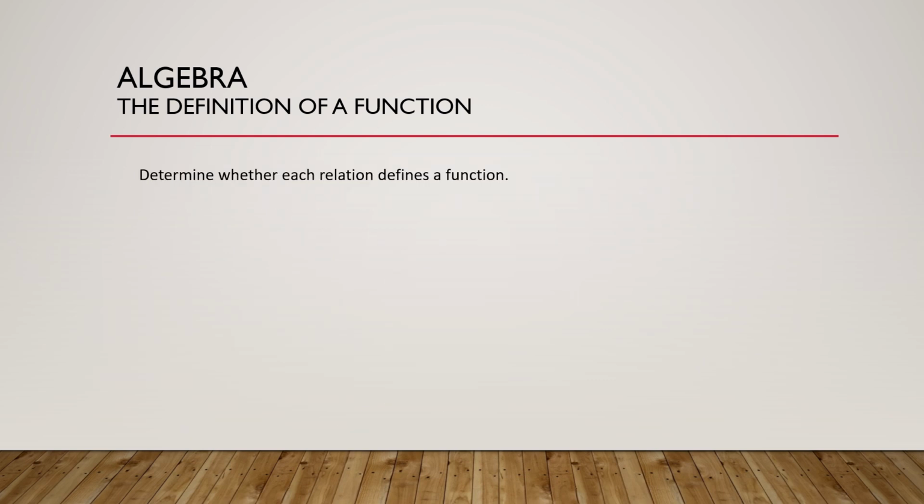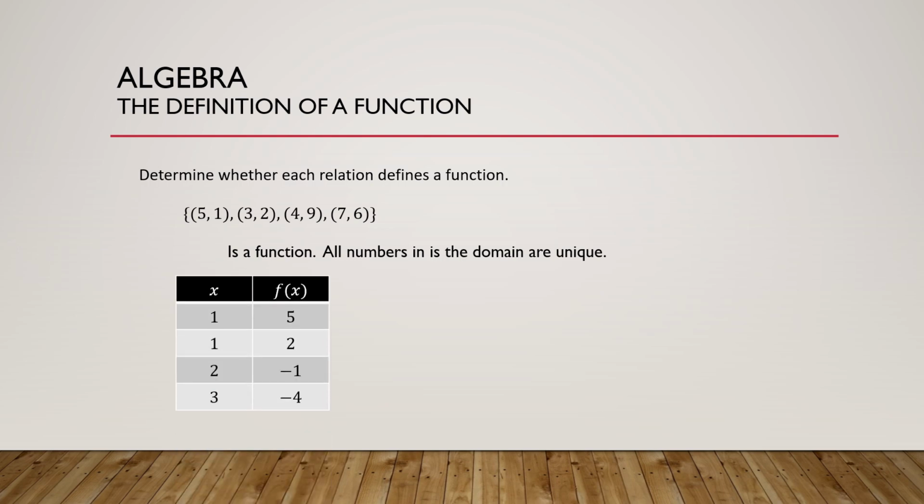Determine whether each relation defines a function. First, the set of ordered pairs (5, 1), (3, 2), (4, 9), and (7, 6). This is a function because all numbers in the domain are unique. Secondly, the chart of ordered pairs. Here, the number 1 in the domain is associated with both 5 and 2 in the range. Therefore, this is not a function.